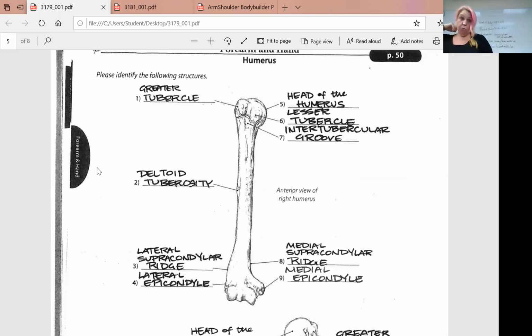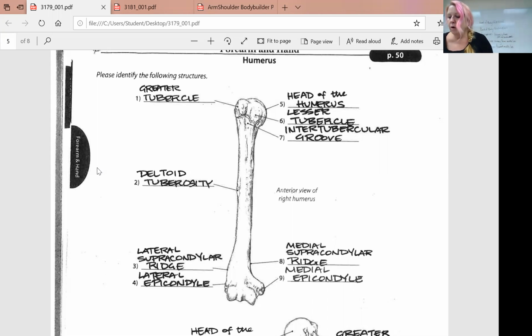The head of the humerus, which is where the glenohumeral joint comes together. We have our lesser tubercle again, and then in between, and it's just showing it a little bit lower than it did on the other diagram, but you can see then that intertubercular groove or bicipital groove, because we're talking about the one of the heads of the bicep muscle goes up into that bicipital groove, also called the intertubercular groove. And on your test, it'll be called intertubercular groove.